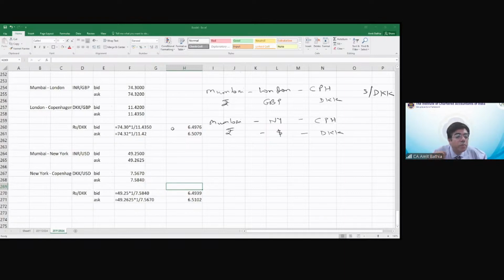So how do I cover my position? What is the bank required to do? The bank has already sold DKK. So if I have to deliver somebody DKK, do I need to buy the DKK? Yes. So I am going to buy the DKK at what rate? Bid or ask? Bid rate. Bank buys at bid rate. No, bank becomes customer now. Then we have to think this way. Bid is basically the sell rate for the customer, which means bank is going to buy it, right? But here, what is the quoted currency? Quoted currency over here, that is the base currency, is DKK. So if bank is going to buy DKK at 6.4939. Are you with me? Yes, sir.